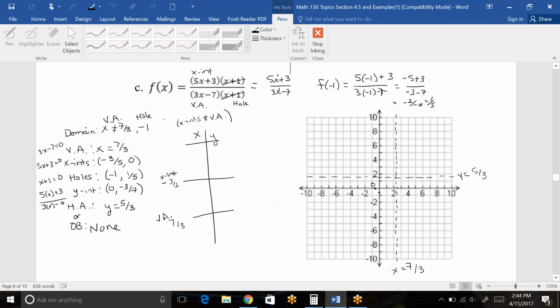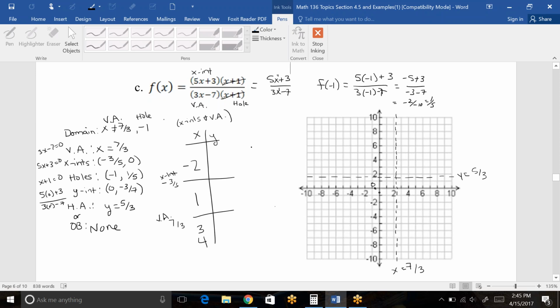So we need to pick values, probably around 1 or 2 in each region here. So something smaller than -3/5, well, we already have plugged in -1, so maybe we'll try -2. Something in between -3/5 and 7/3, we already have 0, so I'm going to try 1. And then something bigger than 7/3, so maybe 3 and 4, because I have a lot more points on this side already, so I'll try to get 2 over here.